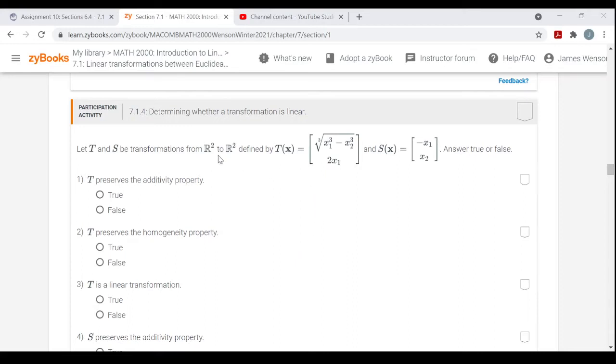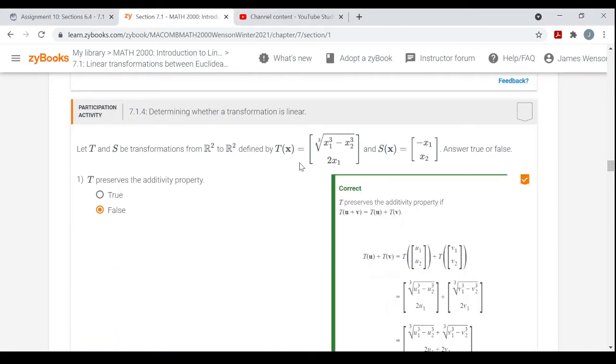So I'm given these transformations, these operators from R2 to R2. Here's T of x and S of x. Now, I'll tell you right now, like I said, if every component of the output is just a linear combination of the components of the input, it's going to be linear. So S will be linear, T will not be, cube root and cube powers and all that. This isn't going to be linear.